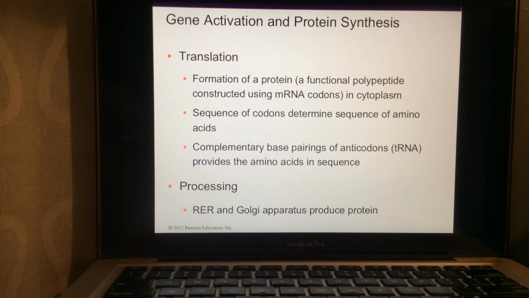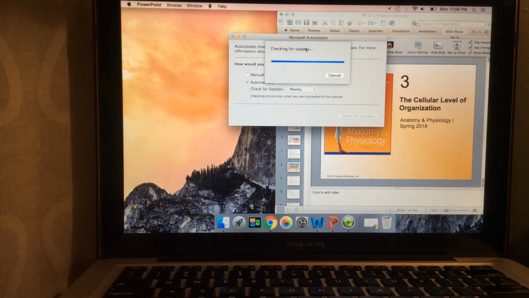So remember, key things with gene activation and protein synthesis is DNA cannot leave the nucleus. Transcription ensures that the mRNA is basically the same.